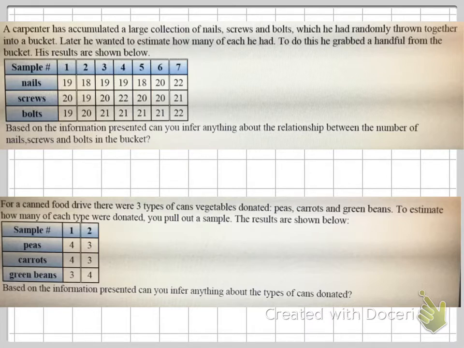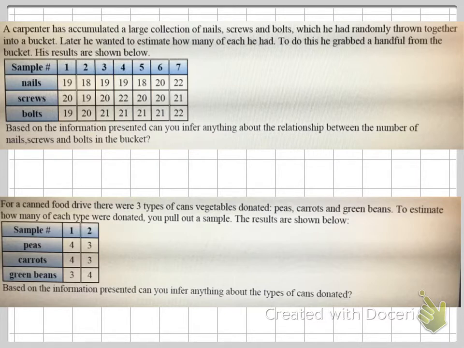A carpenter has accumulated a large collection of nails, screws, and bolts, which he had randomly thrown together into a bucket. Later, he wanted to estimate how many of each he had. To do this, he grabbed a handful from the bucket. His results are shown below. Based on the information presented, can you infer anything about the relationship between the number of nails, screws, and bolts in the bucket? All right.